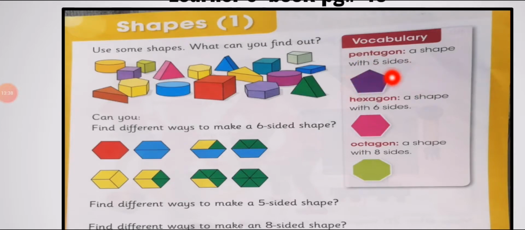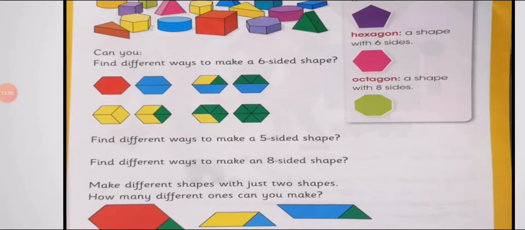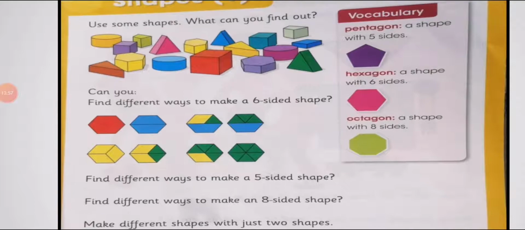Pentagon, a shape with 5 sides. You can see 1, 2, 3, 4, 5 sides. Hexagon, a shape with 6 sides. 1, 2, 3, 4, 5, 6. Octagon, a shape with 8 sides. 1, 2, 3, 4, 5, 6, 7, 8. So these are the shapes. Again, we have to recall them.